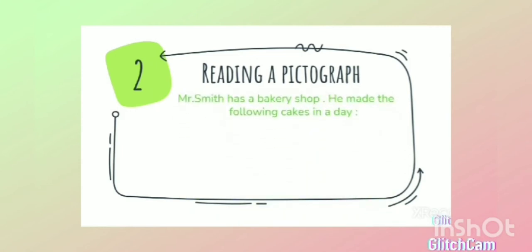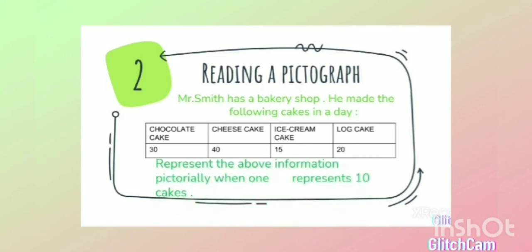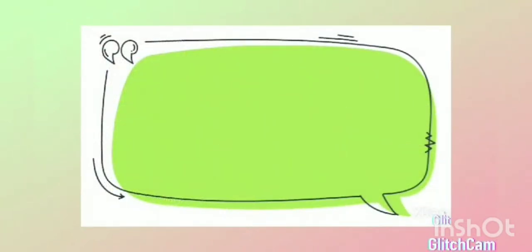Here, Mr. Smith has a bakery shop. He made the following cakes in a day: 30 chocolate cakes, 40 cheesecakes, 15 ice cream cakes and 20 log cakes. Now we have to draw the pictograph and we will take symbol of 1 cake to represent 10 cakes.